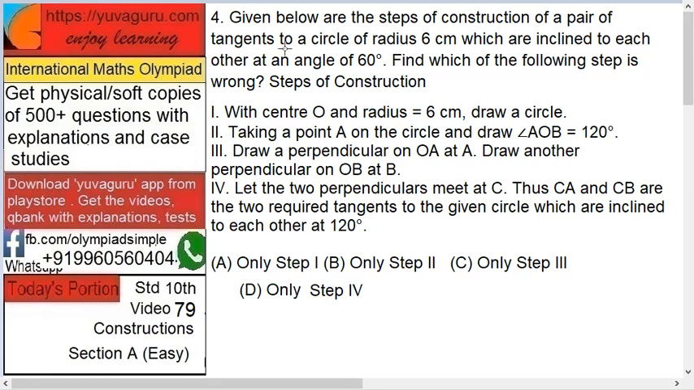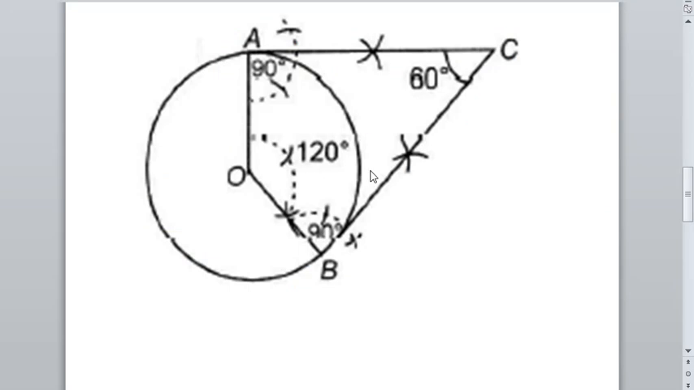Let's start. Given below are the steps of construction of a pair of tangents to a circle of radius 6 cm which are inclined to each other at an angle of 60 degrees. Find which of the following steps is wrong. So, first understand what is required.